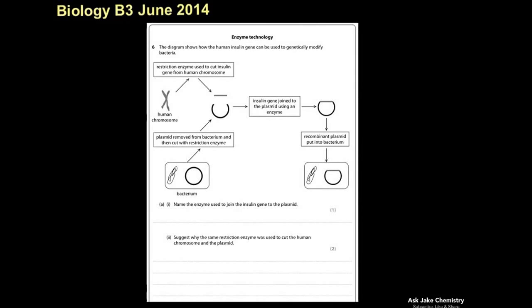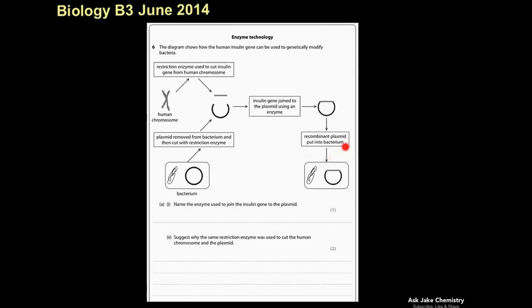So, we're on the last question, and it's about enzyme technology, which is another great topic to be assessed on. The diagram shows how the human insulin gene can be put into genetically modified bacteria. It gives you all the stages, which is also wonderful. The human chromosome, and then it says restriction enzyme to cut the insulin gene from the human chromosome. Then it shows the insulin gene joined to the plasmid using an enzyme.